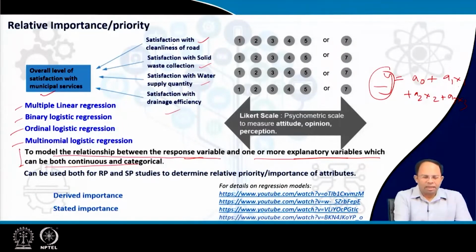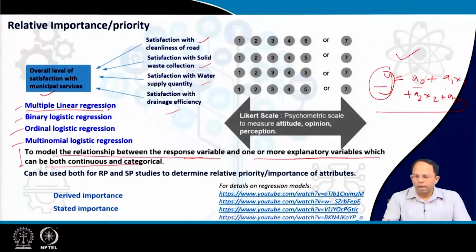So you can see that each of these aspects influences the overall satisfaction with municipal services. So these are the explanatory variables and this is the final response variable, right? Now the relationship between them is defined by this particular equation, where y is equal to a0 plus a1 x1 plus a2 x2 plus a3 x3. So this is the linear regression model, the multiple linear regression model. Now our goal is to determine a0, a1, a2, a3 because we are assuming it's a linear model.